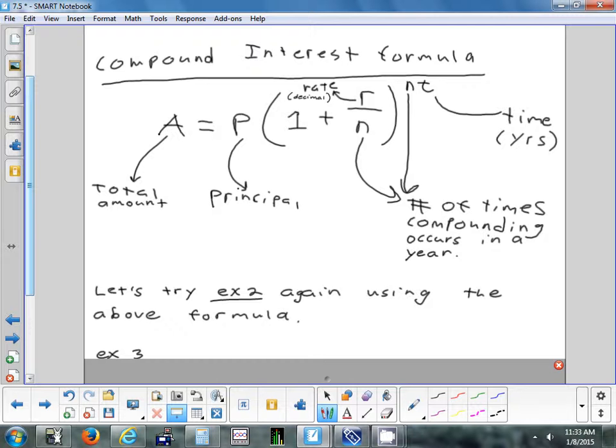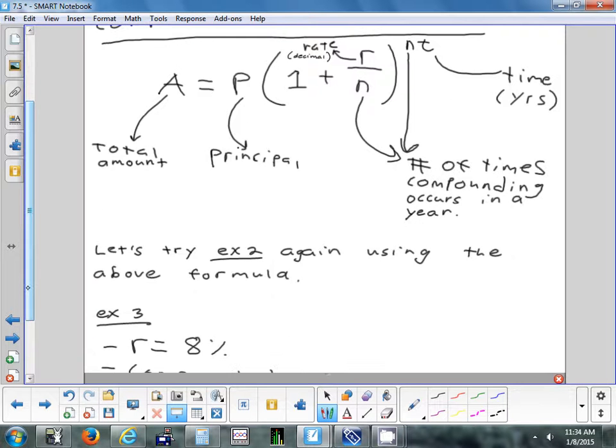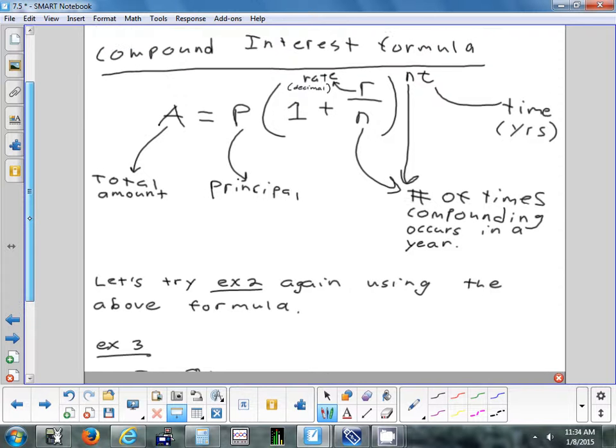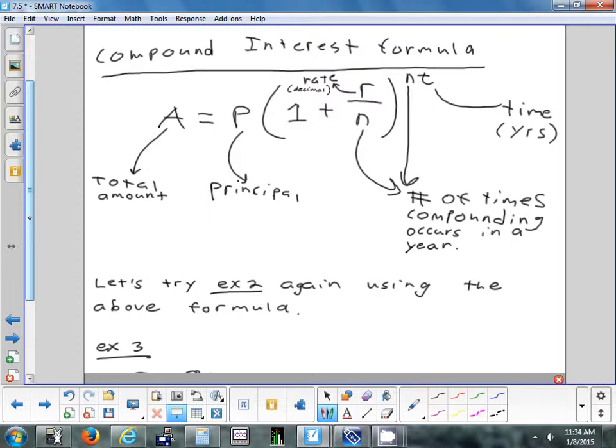Okay, so let's do the same example we just did. Let's go do example 2 again. This time we can do it all in one step, just by using this formula. Okay, and we should get the exact same answer. Everybody have the compound interest formula? That N and T, those are exponents.